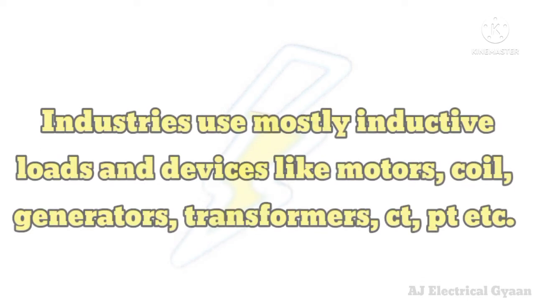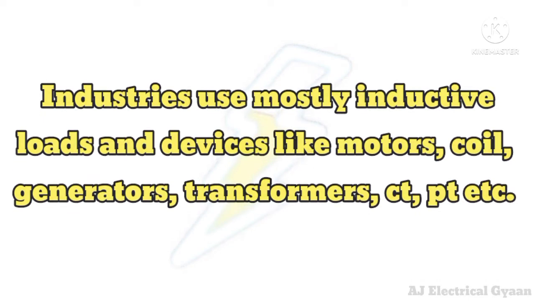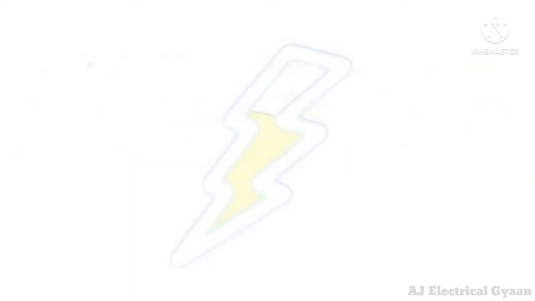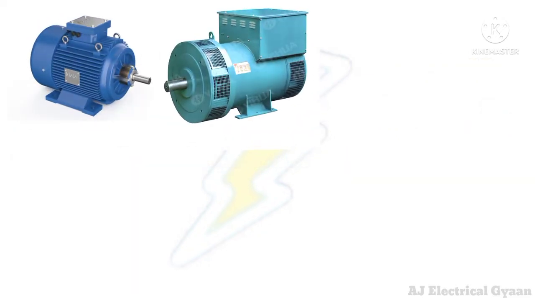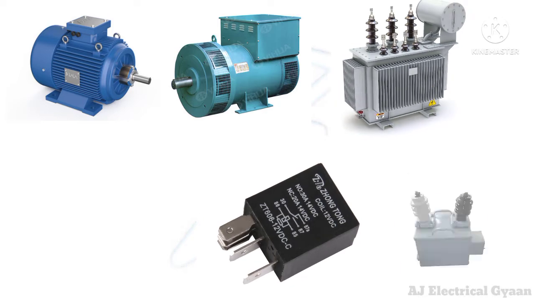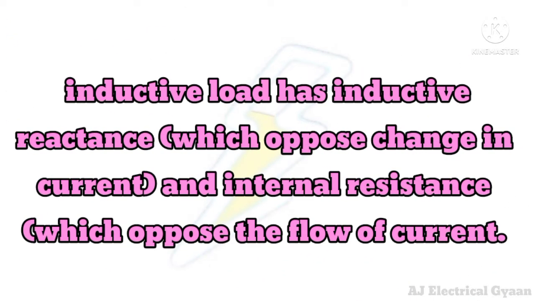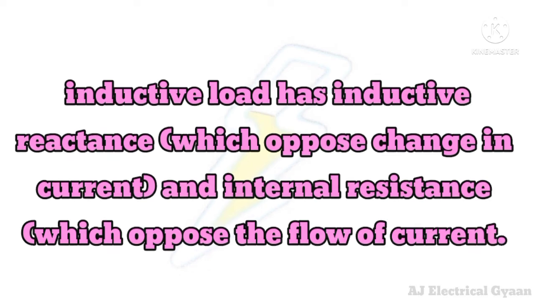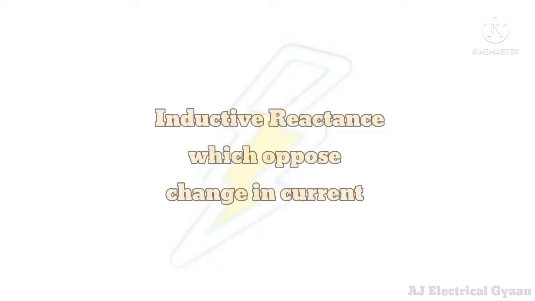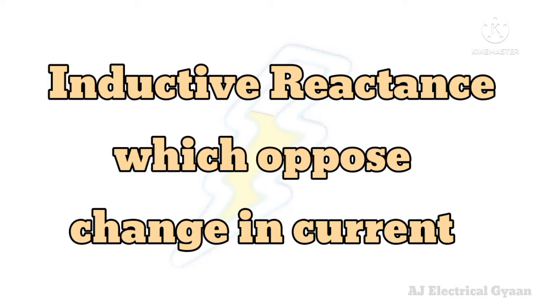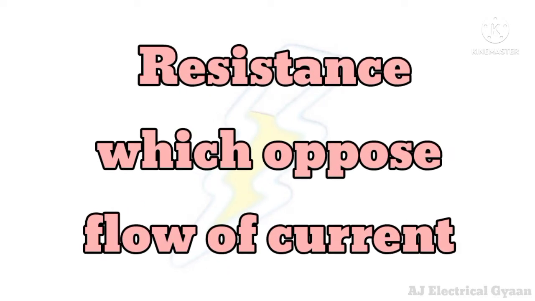Industries use mostly inductive loads and equipment like electric motors, alternators, transformers, relays, CT and PT, etc. Inductive loads and equipment have properties like inductive reactance, which opposes a change in current, and internal resistance of the material, which opposes the flow of current.